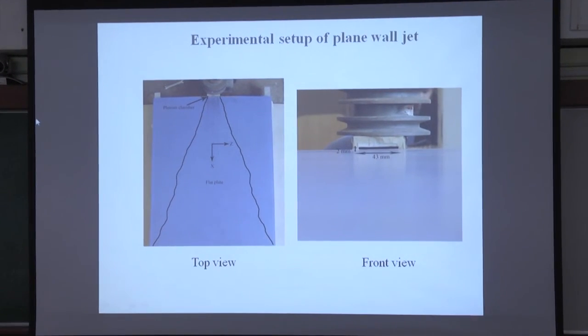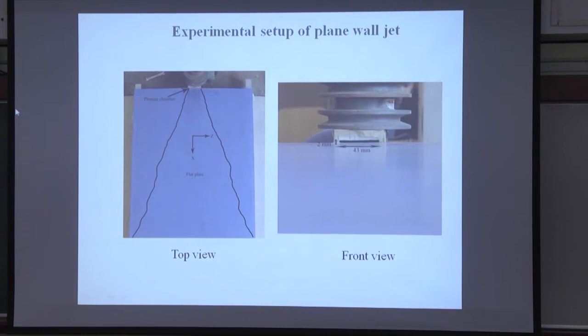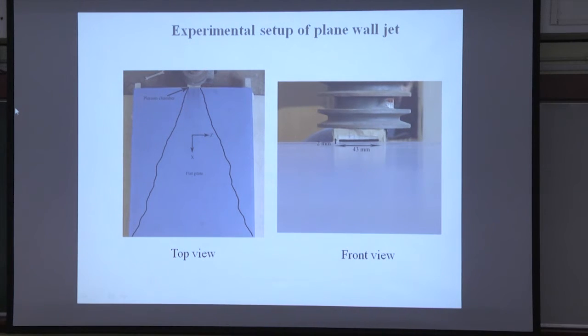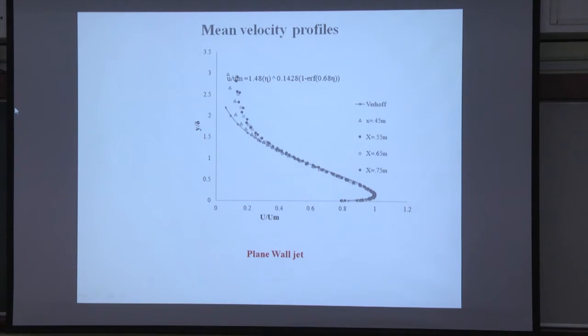This is a picture of the outline of the wall jet, a top view on the surface. It's developing on a flat plate. Now a really zoomed view: even the solder tip you can see. Here you're also using a Wollaston platinum rhodium wire, because that's what matters for active length. Typical wall jet velocity measured with hot wire, you can see that.